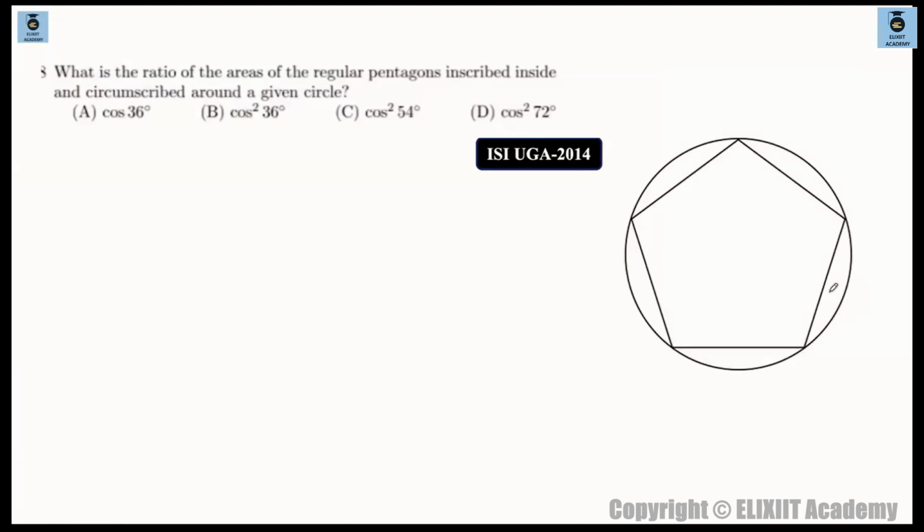Next question. देखो भाई क्या बोल रहा है, next question. What is the ratio of the areas of the regular pentagons inscribed inside and circumscribed around the given circle?